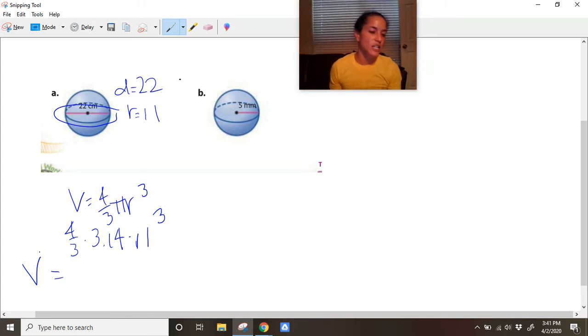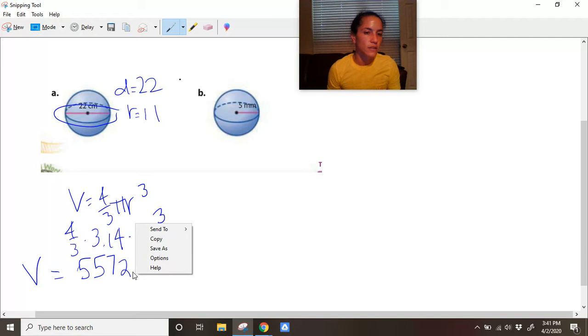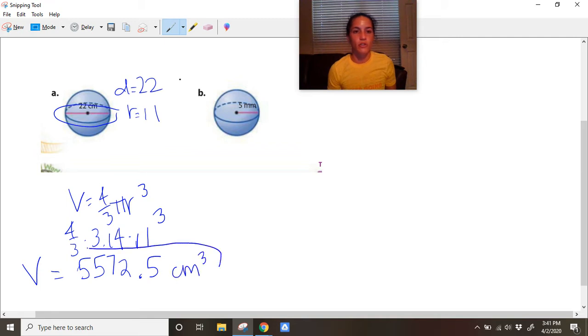And when I finish, I think it said round to the nearest 10th. Let me just check the directions. Round to the nearest 10th. Okay. I get 5,572.45, so 5,572.5 centimeters cubed. Again, volume is cubic centimeters, and that's how many cubic centimeters could fit in that sphere.